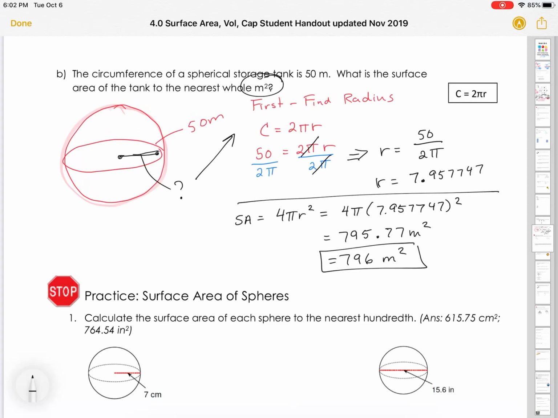Okay. Well, now you've got a little practice to do. Again, it's always nice when there's a formula to lead the way. And later today, we'll be doing volume of spheres. And I bet you there's a formula.